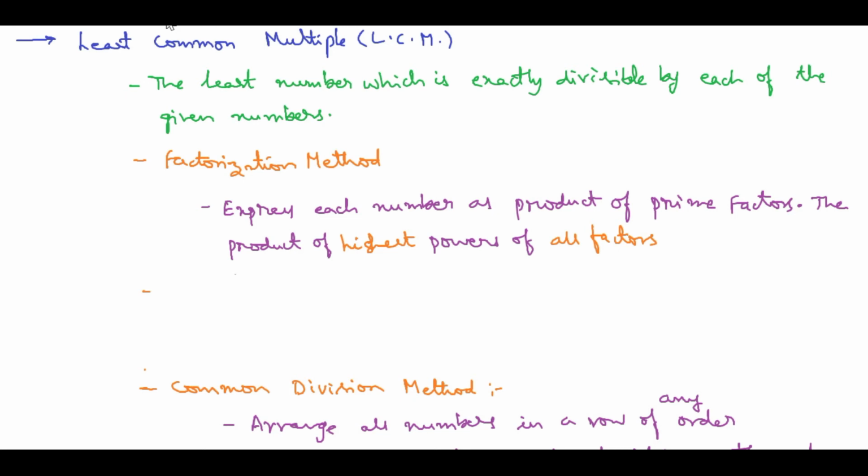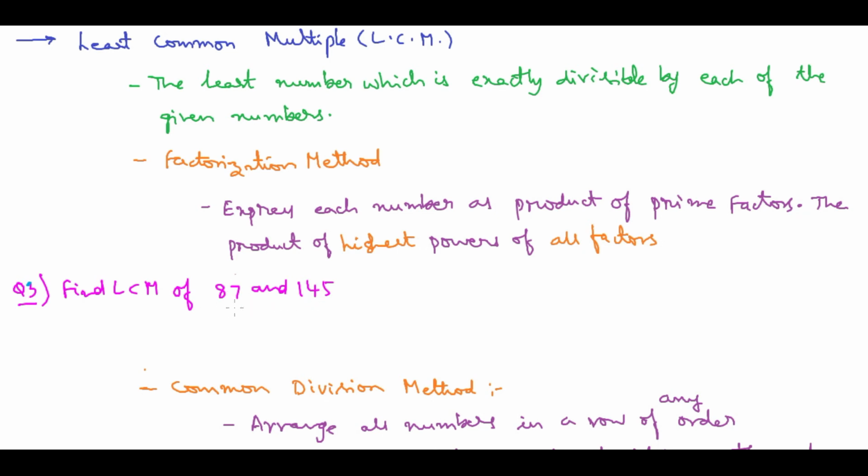So the first method is, as usual, the factorization method. Express each number as a product of prime factors, then take the product of the highest powers of all factors. Let us see one example so that it will be very easy for us to understand. This is the third question: find the LCM of 87 and 145.